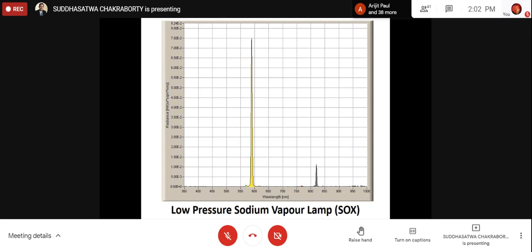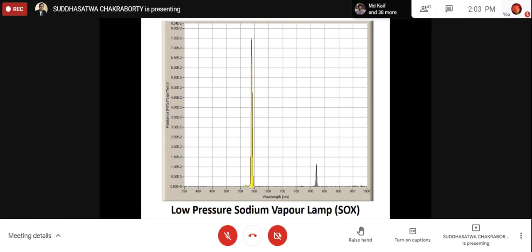Think about the case of the low pressure sodium vapor lamp, which is shown in front of your screen right now. There you will see that no other color is present in its spectral composition. Then how will it be able to render the exact object color? If you put a green ball, a red object, a blue object, how will this light source render that, because it doesn't have that color present in the spectrum? That is why the color rendering index, CRI, for this low pressure sodium vapor lamp is worst.